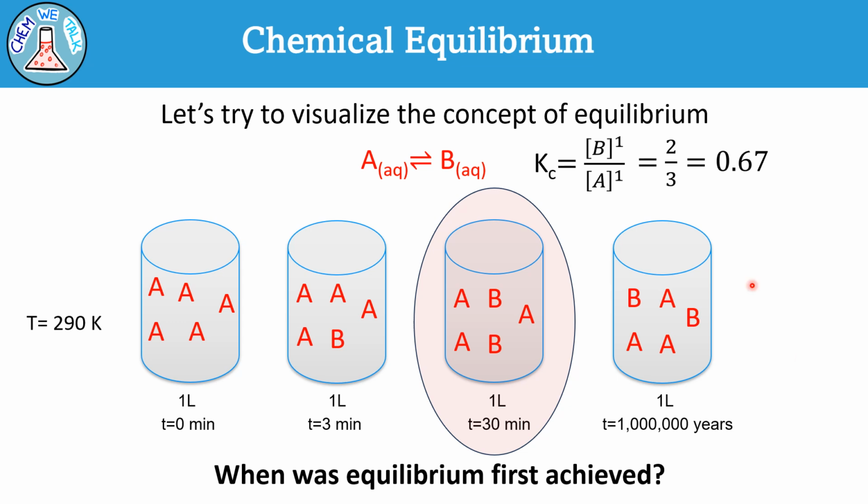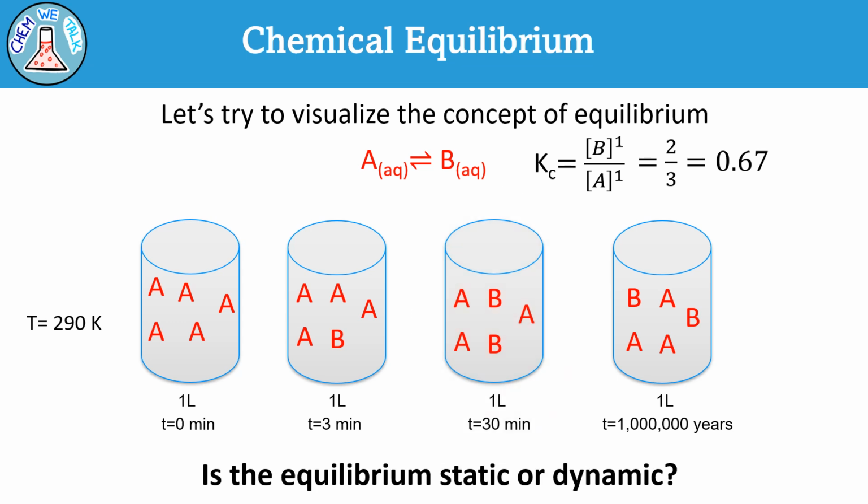Okay, so we can actually calculate my Kc expression, right? Because now we know that at equilibrium we have 2 B's, which is my products, and then 3 A's, and we get 2 over 3 or 0.67. That would be my numerical Kc value. So for any given reaction that has only A and B at 290 K, if I do products over reactants, I would always get 0.67. Okay, that's what the equilibrium constant means.